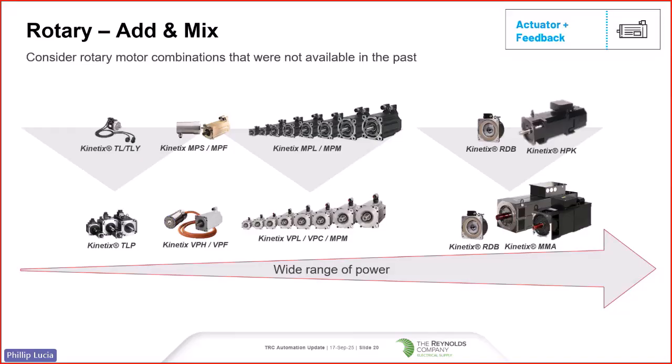So the MPS is a stainless steel motor. The VPH is a hygienic design motor. They're similar, but there are some differences. There are also newer high-powered and feature-packed MMA mains motors that replace the older HPK mains motors.